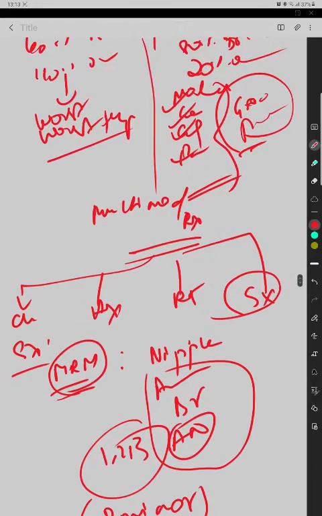So this is for the modified radical mastectomy. The important thing here is what structures are removed and what structures are preserved.